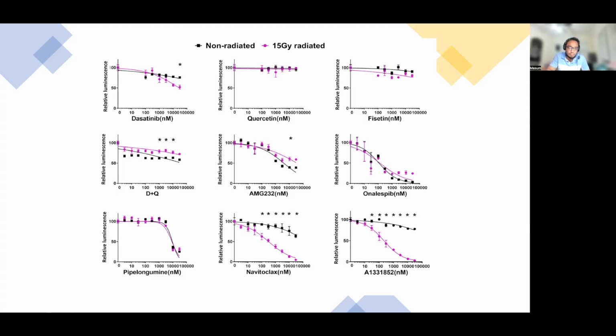At this 100 nanomolar drug concentration, almost 50% of the senescent cells are gone, but only maybe 10% of the proliferating cells are gone. So we can tell that navitoclax and A133 could kill senescent glioma cells.